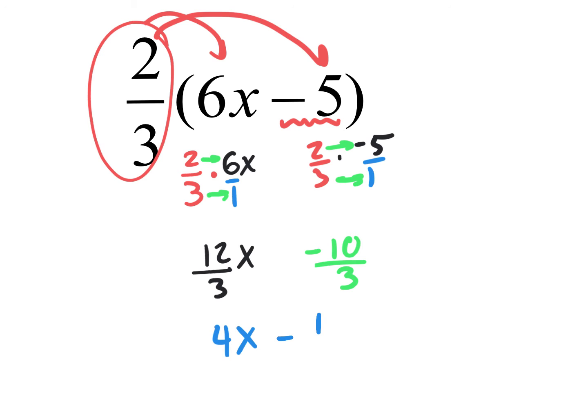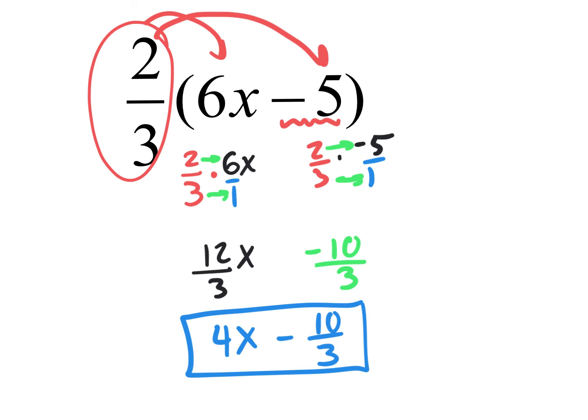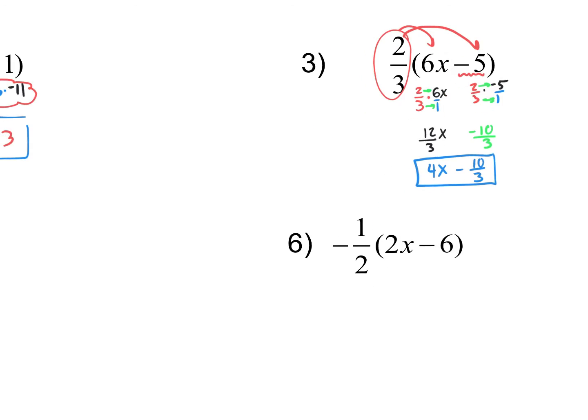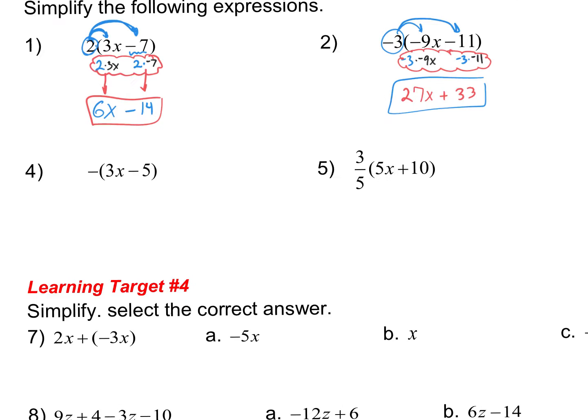The negative 10 over 3. And that's my answer. 4x minus 10/3. So it's really not difficult at all, especially if you're showing your work when you're multiplying by fractions. Okay? Let's try another one with fractions. Number 5.